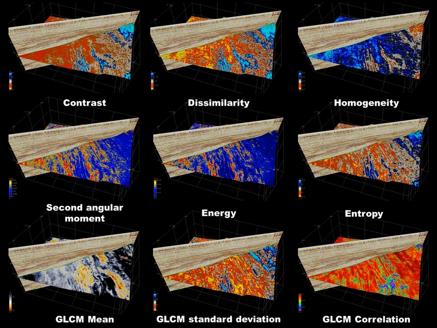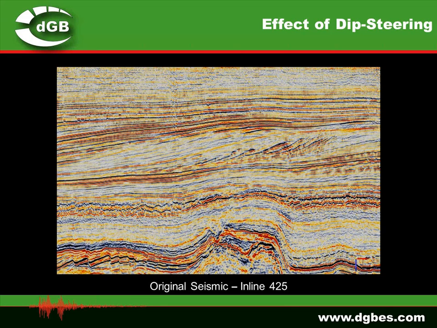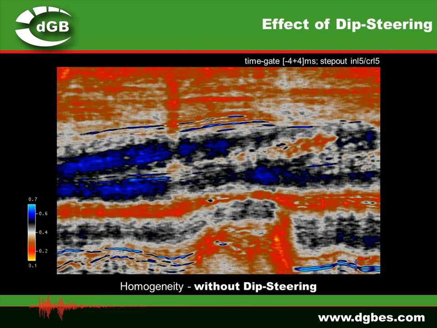But before going to the application phase, as I said before, we are also using the steering cube information, the dip steering, as an input for our texture attribute extraction calculation. And this has a very huge impact. All the pictures shown before were done without using the steering cube. So here is the original seismic. Here is the homogeneity attribute extracted without the dip steering. It just looks like what I've shown before. And this is with the dip steering.